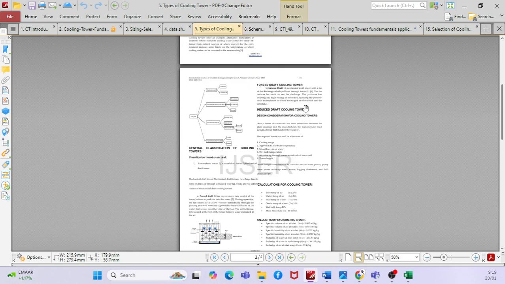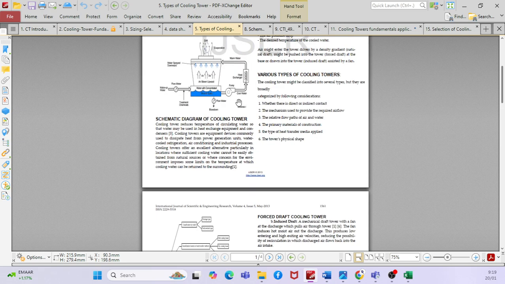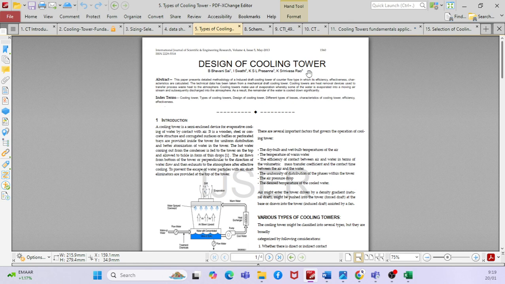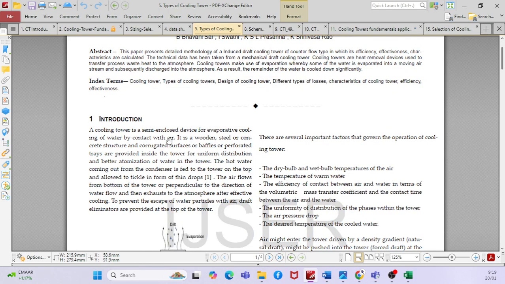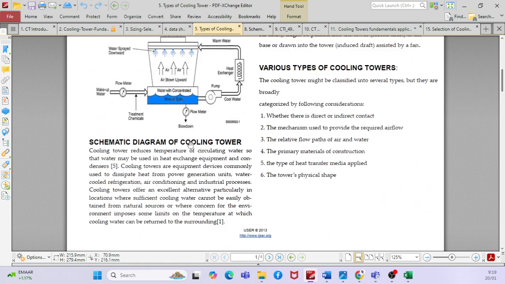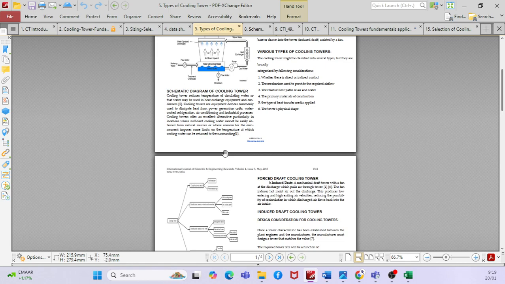Here you can see basically the design of the cooling tower. A cooling tower is a semi-enclosed device for evaporative cooling of water by contact with air. So basically, the water is getting cooled by means of contact with air. The atmospheric air will cool the condenser water. As I said, there are two types of cooling towers.